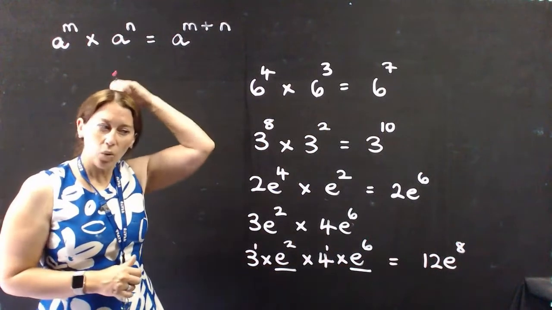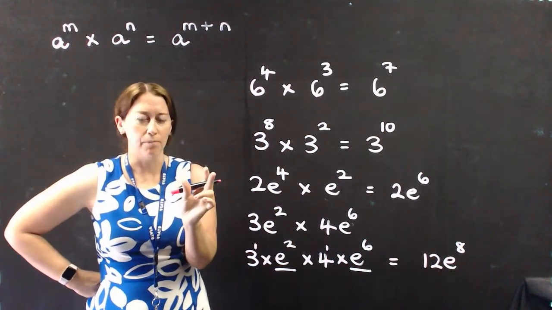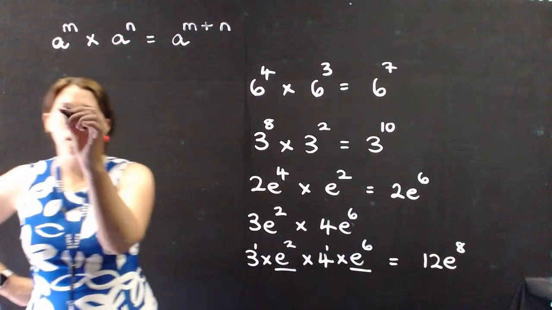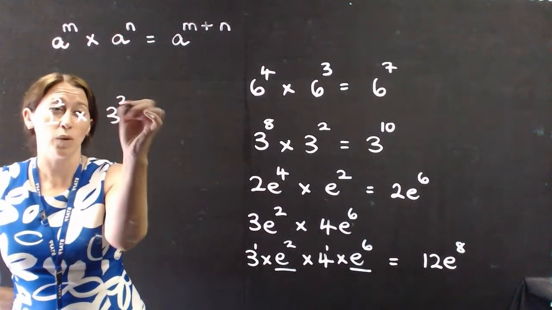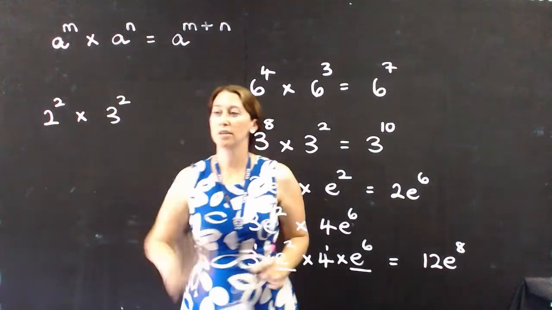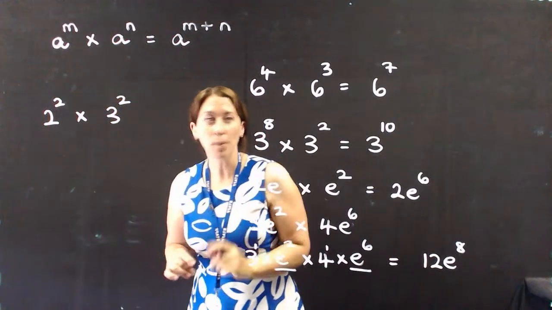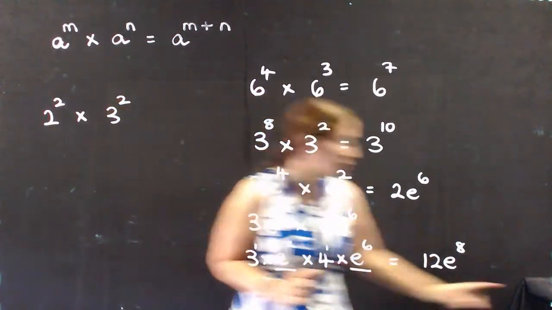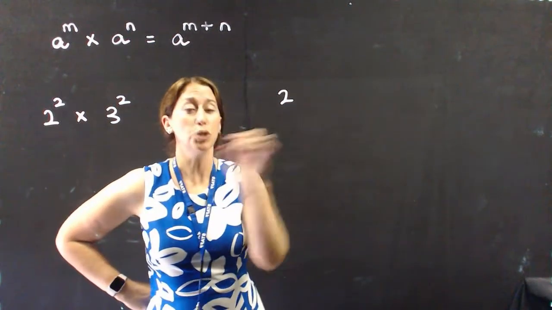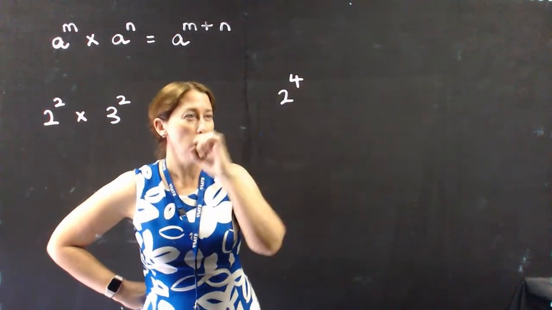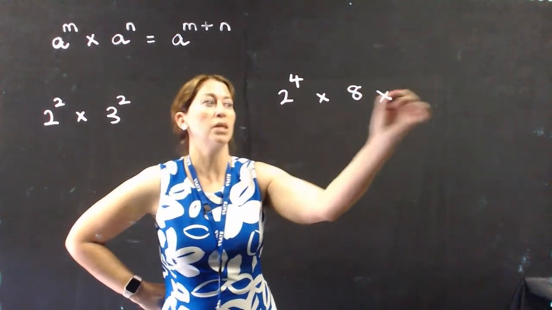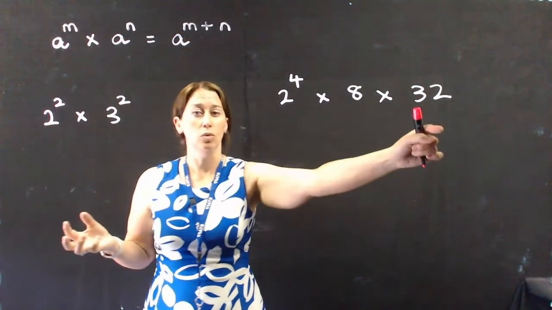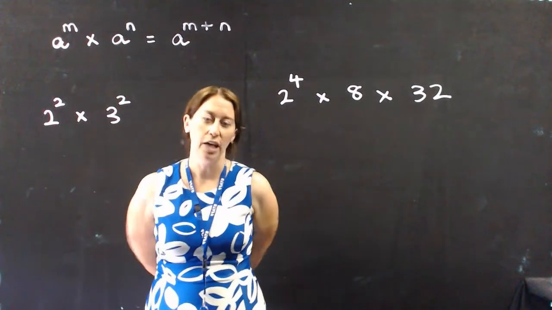All right. What happens though if the bases aren't the same? Sometimes we can't simplify it. For example, 2 squared multiplied by 3 squared. I hope you can see that we can't simplify that any further. But what about if we had, and I'm going to clear some room here, give me a second. Let's do 2 to the power 4 multiplied by 8 multiplied by 32. They don't have the same base at all, so we can't currently apply that law.